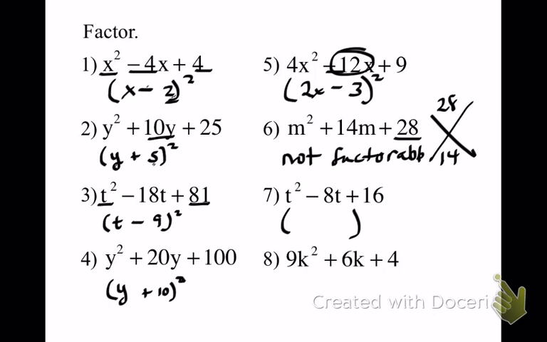Then we've got our t and 4. It's got to be minus. When I multiply those two together, I get negative 4t times 2. Gives me the middle term, so we're good.